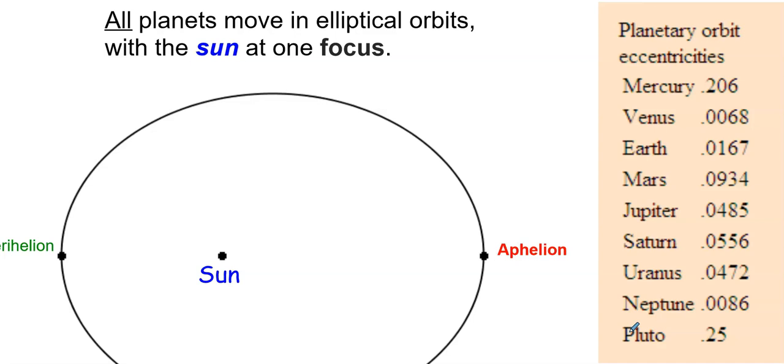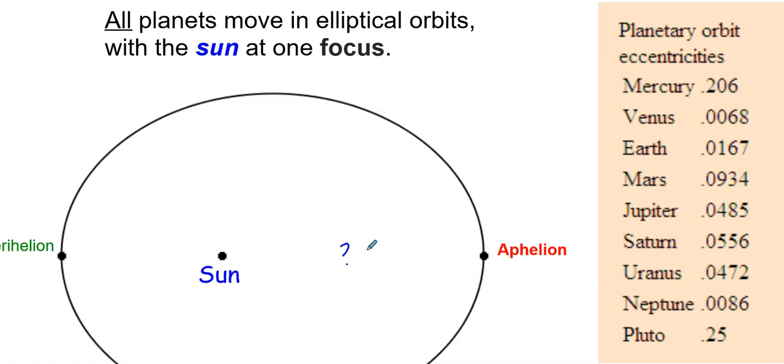Planets actually move in elliptical orbits. The sun is the focus. It's interesting because there's no focus over here, where you'd expect one, but the sun is the focus of the elliptical orbit. So that's kind of interesting.